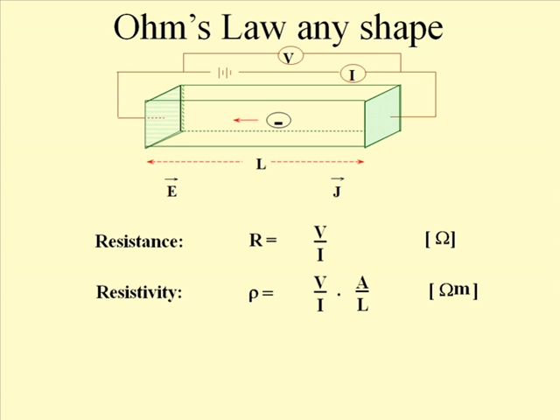The way that you make a quantity that is independent of the shape is you take the resistance, voltage divided by current, and you multiply by the surface area and divide by the length. And then, instead of having a resistance in ohms, you have a resistivity in ohm meters, and that's independent of shape and an intrinsic property of the rock.